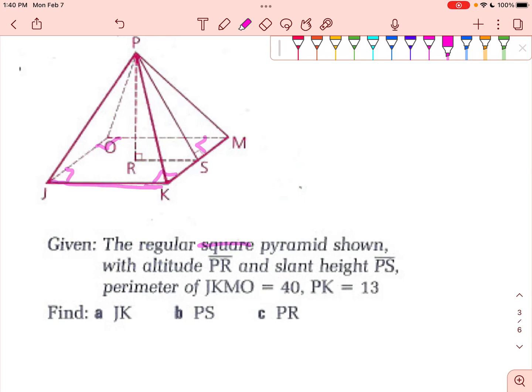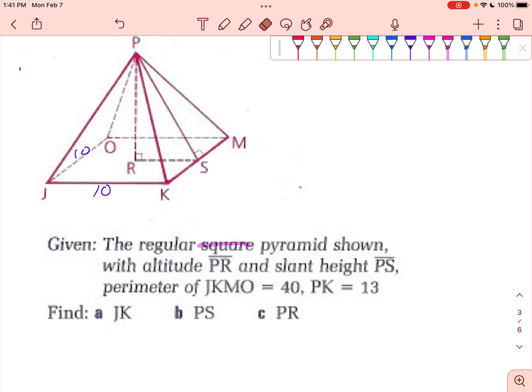There are right angles, and we have congruent sides. They also tell us that the perimeter of the square is 40. So immediately I'm just going to fill in that we know that these sides are 10. So this is 10, this is 10, this back is 10, and this side over here is 10. And they also give me that from P to K is 13.